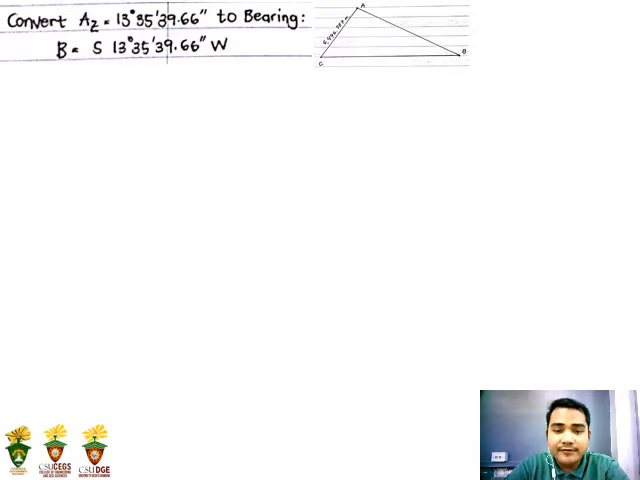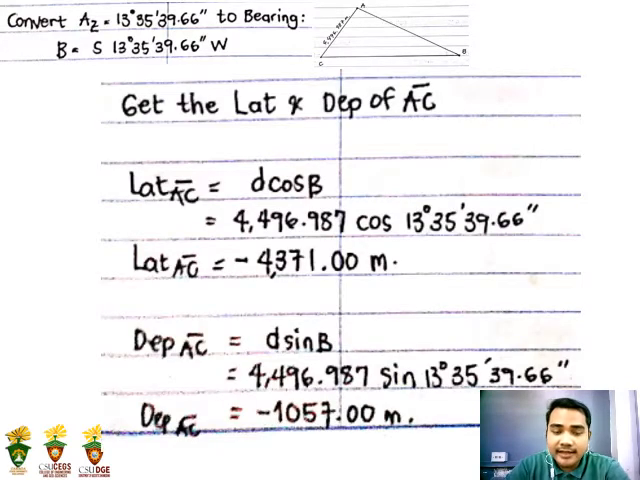Kay naa may given na coordinates ang A, so makuha na nato ang coordinates sa C, which is mao'y gipangita sa problem. So to get the latitude and departure of line AC, we have this formula. So latitude is equals to distance cosine the bearing. So nganong cosine man, sir? So again, that's the formula from GE 100. I guess kabalo na mo ana.